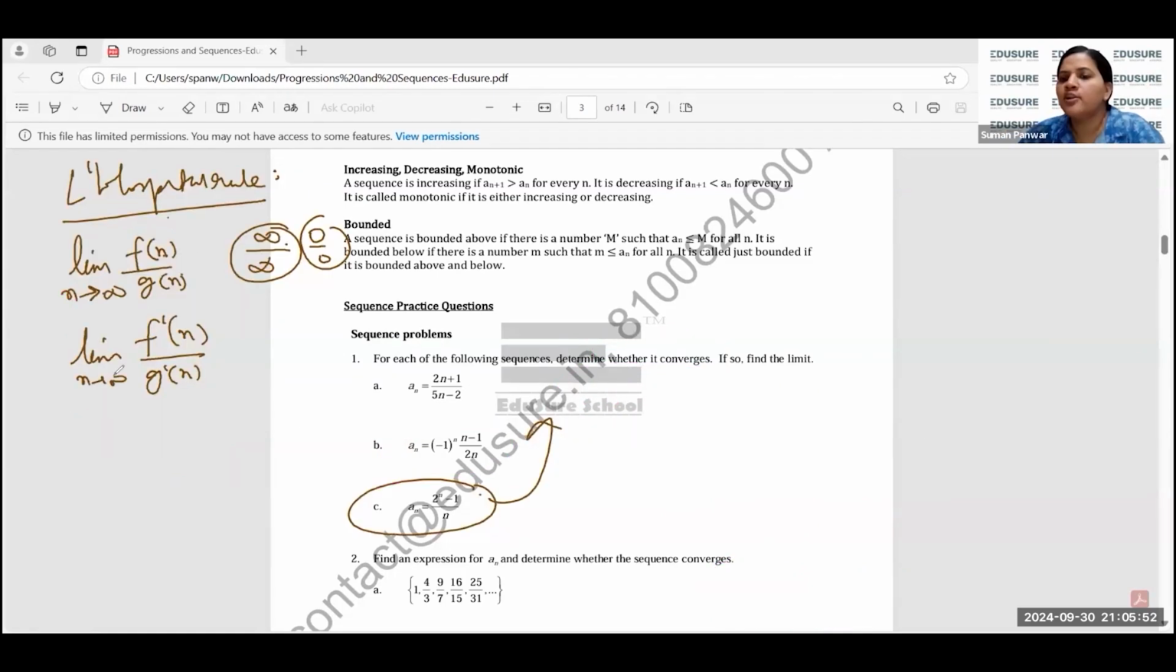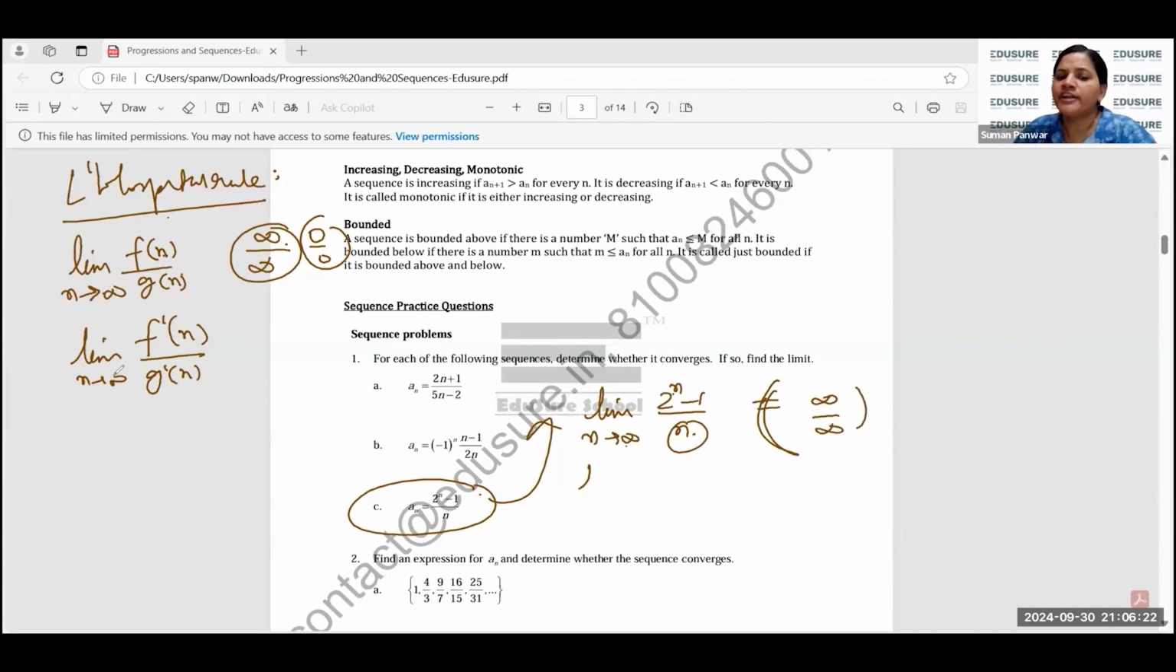Okay, we use the L'Hopital rule. So the limit as n tends to infinity of (2^n - 1)/n. As n goes to infinity, 2^n becomes very, very large. Like 2^100, 2^1000. As n is increasing, 2^n becomes very large, and I'm just subtracting 1 from it. So it is a very large number. That means infinity. And if n goes to infinity, the denominator is infinity. So I have an infinity by infinity form.